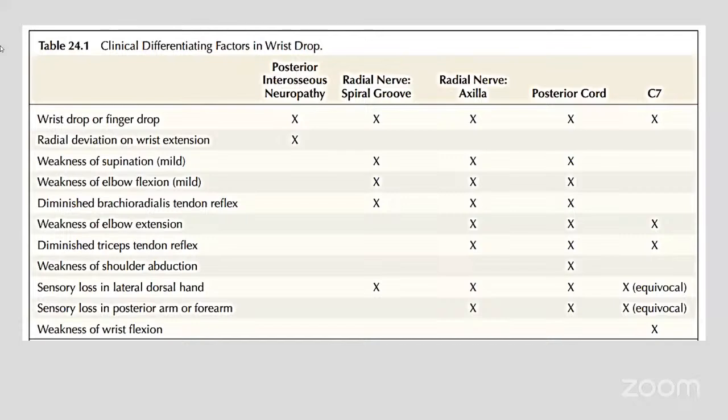Involvement of the radial nerve at the axilla will have involvement of the wrist, supination weakness, elbow flexion weakness, diminished brachioradialis tendon reflex, weakness of elbow extension. Shoulder abduction will be spared, but if there is a lesion at the posterior cord, the shoulder abduction will be involved.